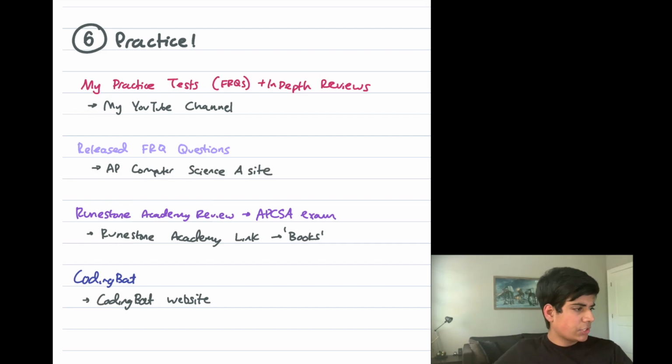And then the last thing is Coding Bat. Coding Bat is something that's also recommended in the AP Computer Science course description, which has a lot of review stuff as well. Definitely recommend it. Definitely check it out, and it'll be in a link below.